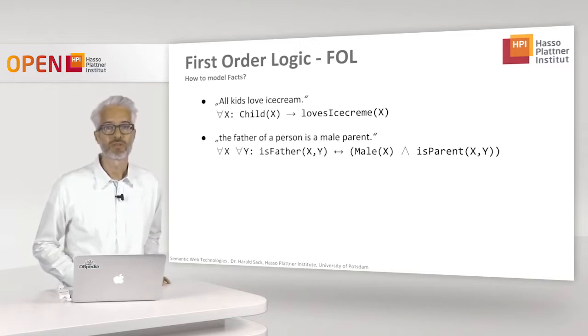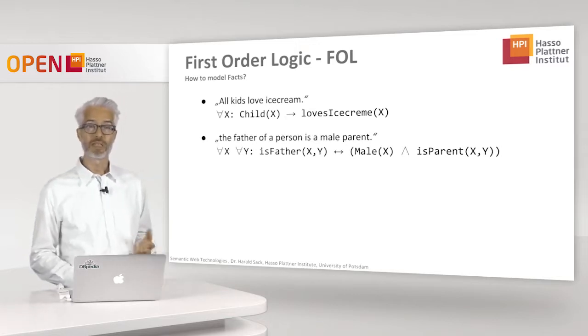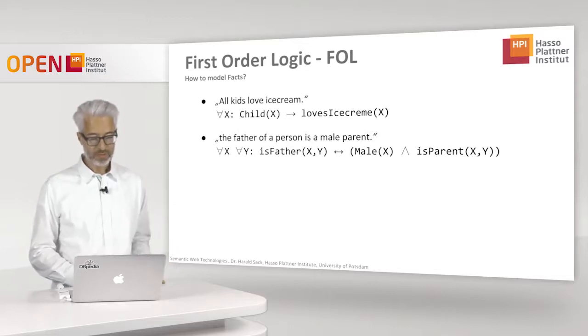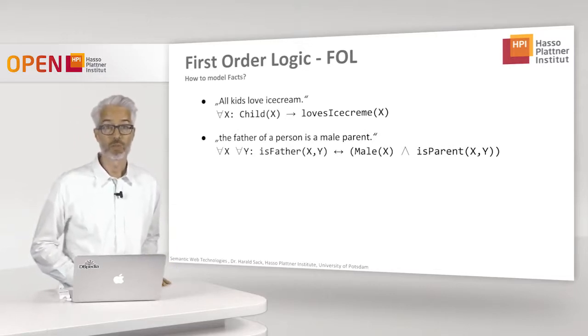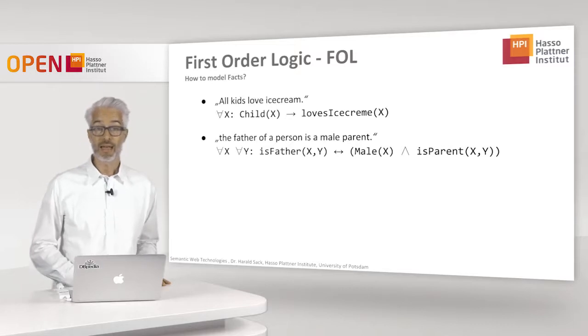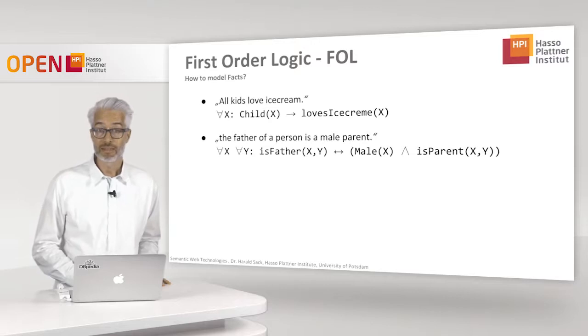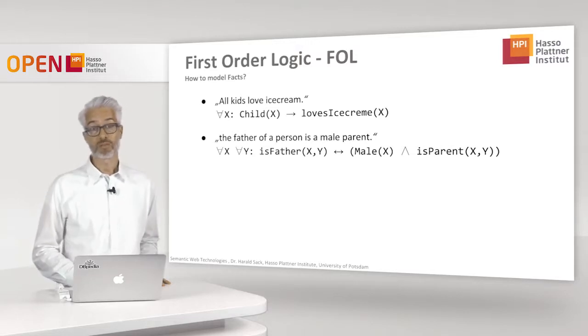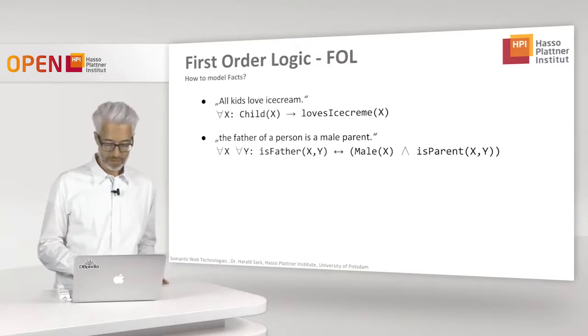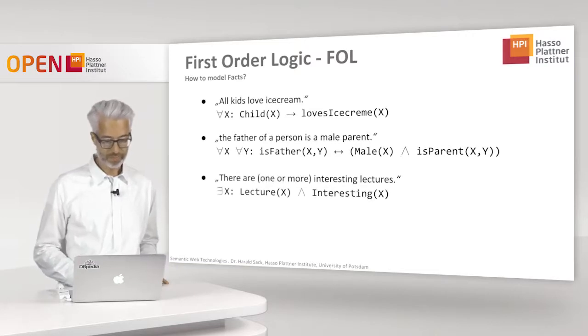The father of a person is a male parent. So how do I formulate that in first order logic? For all variables x and all variables y, it holds that x is the father of y if and only if x is male and x is a parent of y. So you see, this reads quite simply.